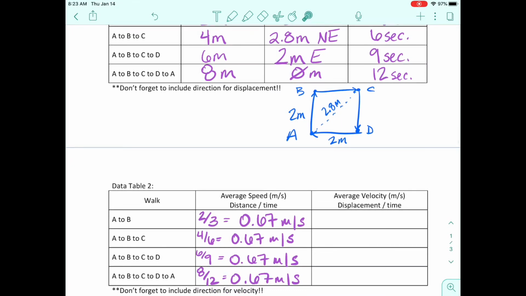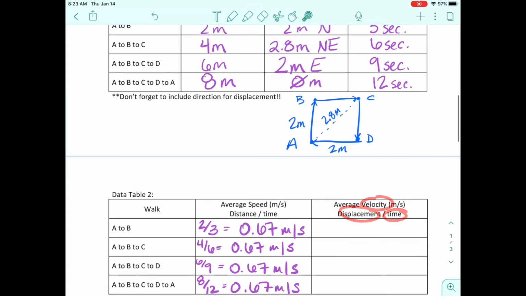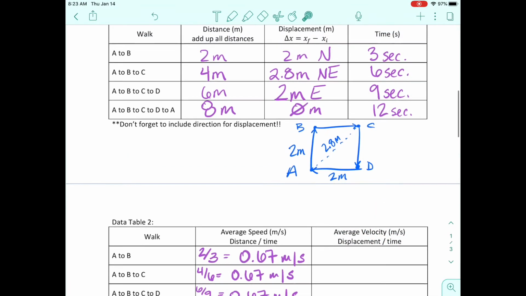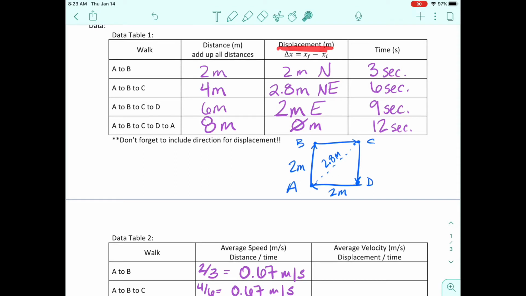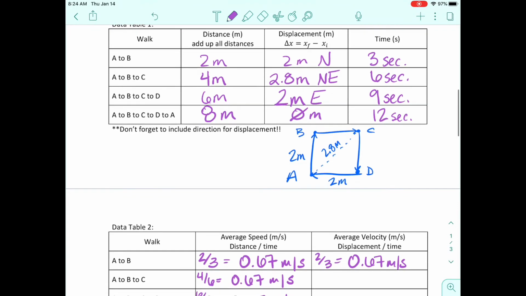Now for the velocity, we're going to take the displacement divided by the time. So we're still going to use the time, the last column, but this time we're going to use the middle column, the displacement column. So you're going to take these numbers and divide them by these numbers. So again, for the first one, it's 2 divided by 3. We talked about how the distance and displacement are the same when you walk in a straight line. So if you're walking in a straight line, that means your speed and velocity are also going to be the same. Don't forget to put direction on velocity.